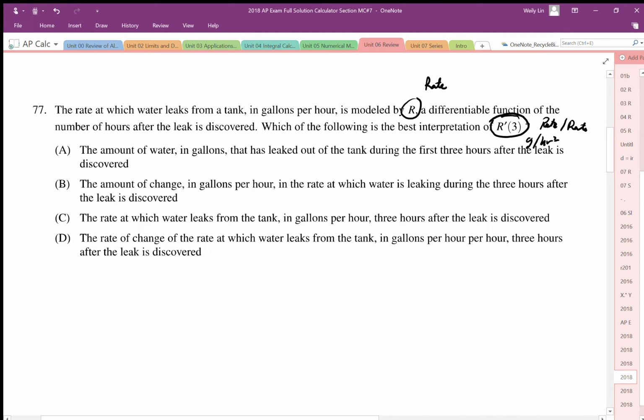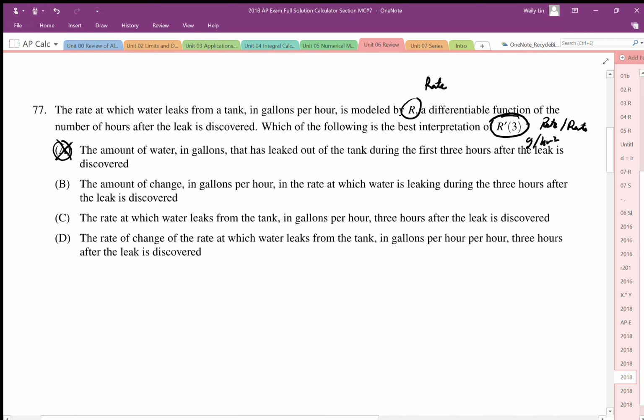So the selection A says the amount of water in gallons has leaked out of the tank during the first 3 hours after the leak is discovered. So this is incorrect because this is the amount of water. So we would have to anti-differentiate or integrate, find the area underneath the rate curve to get that term.